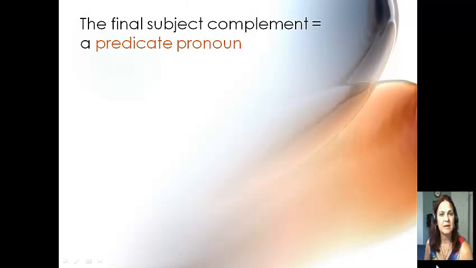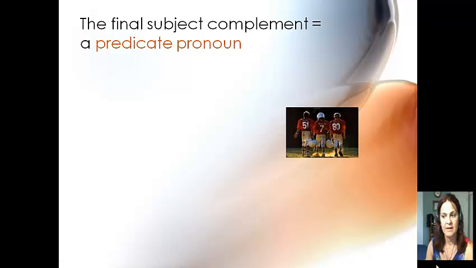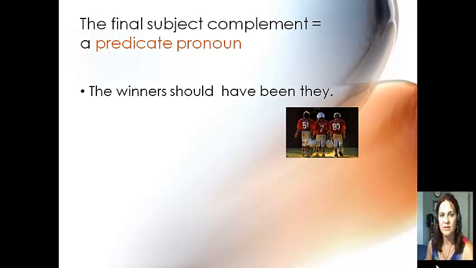Now the third kind is a predicate pronoun. And a month ago, we lumped pronoun into predicate nominative. But now we are going to break it out. If you'll remember, I mentioned it last time that sometimes people categorize a third group of subject complements as predicate nominative. Well, that's what we're doing here. So the final subject complement is a predicate pronoun. Now, these ones are less common.